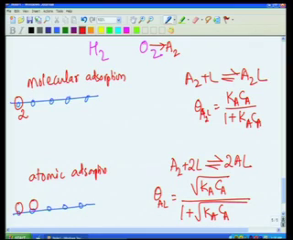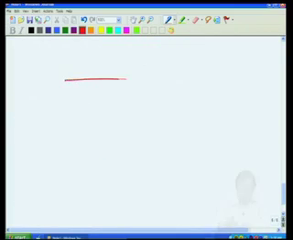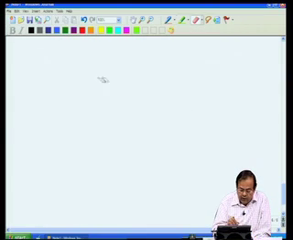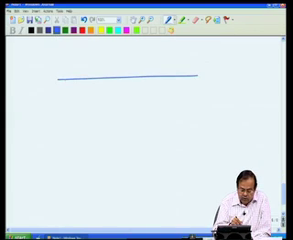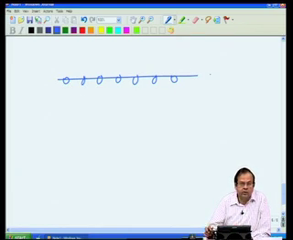Now, there are other types. In the Langmuir adsorption isotherm, we assumed that if these are my active sites, all these sites are the same energetically active, they are identical, there is no way to distinguish between the two.